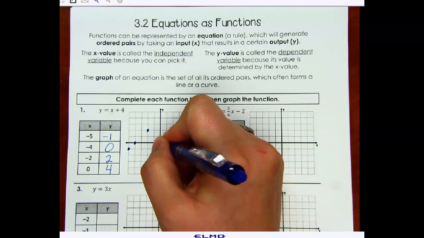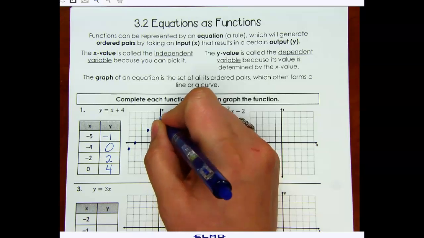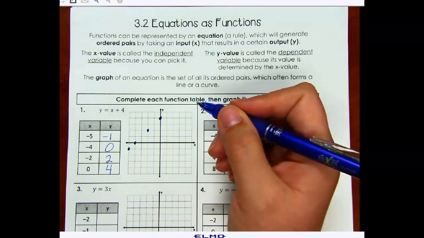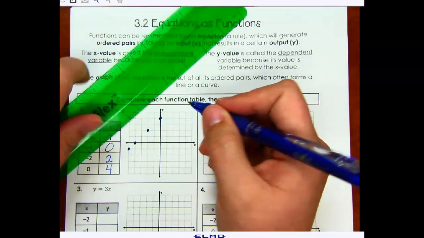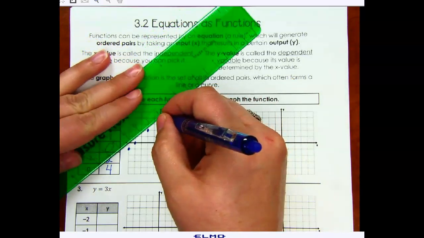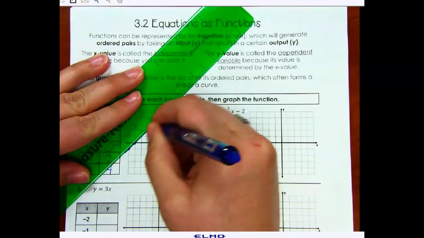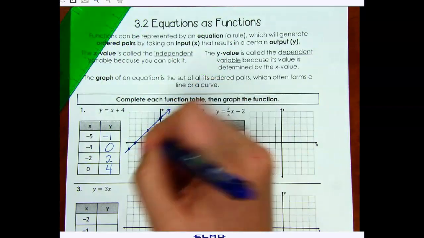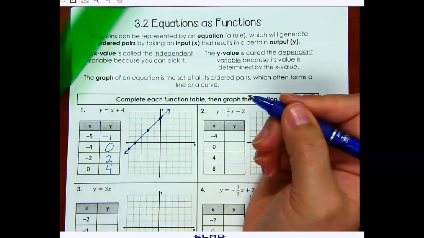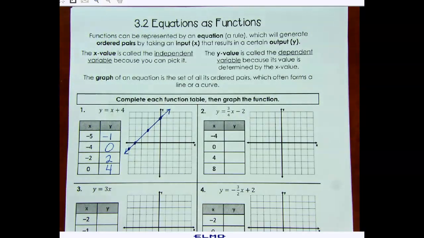So this last one, 0, means you're not going to go left or right. You're simply going to go up 4. 1, 2, 3, 4. And then notice how, if you connect those points, and always use a ruler or straight edge to get a nice straight line. And all of these on this page should make a line. And all of the ones in this section on IXL should make a line. So make sure you're paying attention to where your points are. If it doesn't make a line, you've made a mistake.